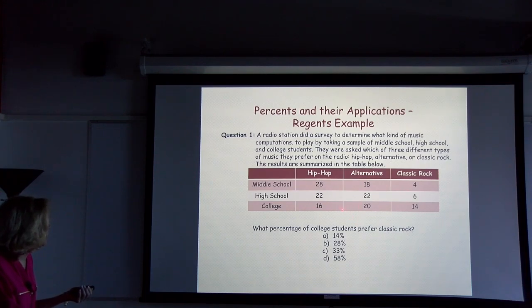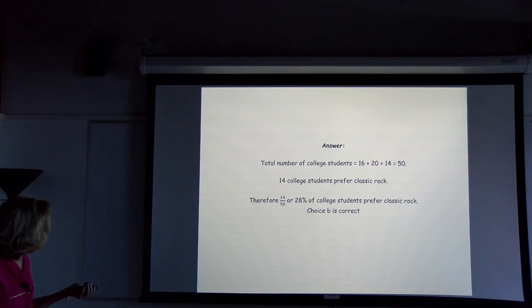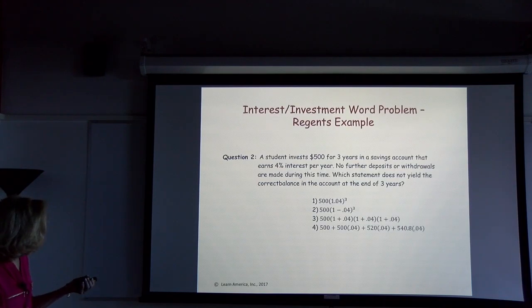So now I have 50 students, and how many of these college students prefer, in this case, classic rock? 14. So 14 out of 50, but remember they want a percentage. So you can either take your calculator and divide 14 by 50, or you can do a ratio and convert it to 28%. Okay? So 14 college students prefer classic rock out of the total number of college students, and then take your fraction. Okay, here's another Regents question.